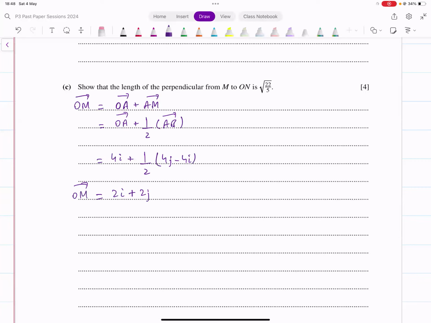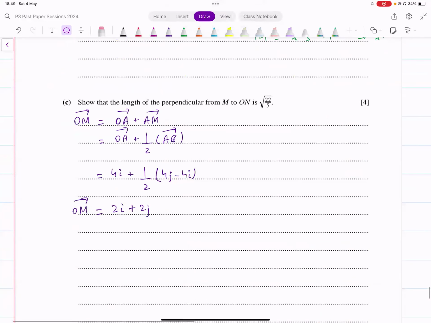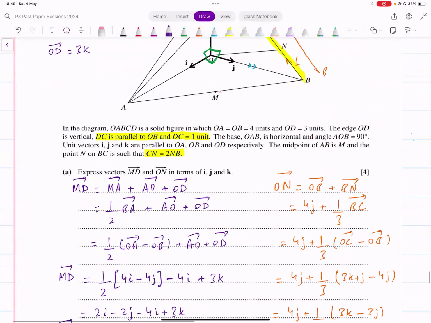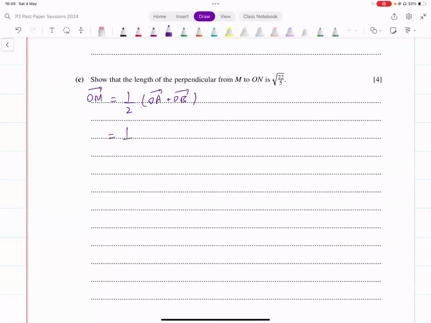A direct way of doing this could be, since M is the midpoint of A and B, you could use the midpoint formula as well here. Let's see what that gives us. OM, the position vector of the midpoint, can be written as half of OA plus OB. And that will also give the same result. OA was 4i and OB was 4j, and that also gives you 2i plus 2j. So you could also do it this way.